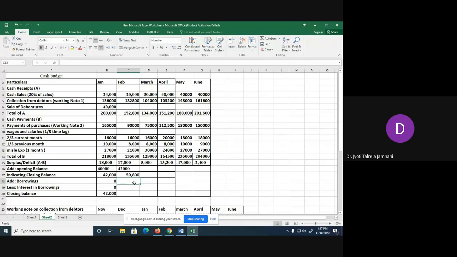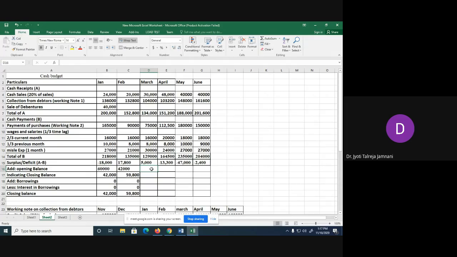Yes or no? No, ma'am, because the minimum balance is 40,000 and I have 59,800. I have much more than the minimum balance. I need not borrow. When I'm not borrowing, I will not pay interest. So my closing balance will remain as it is, 59,800.